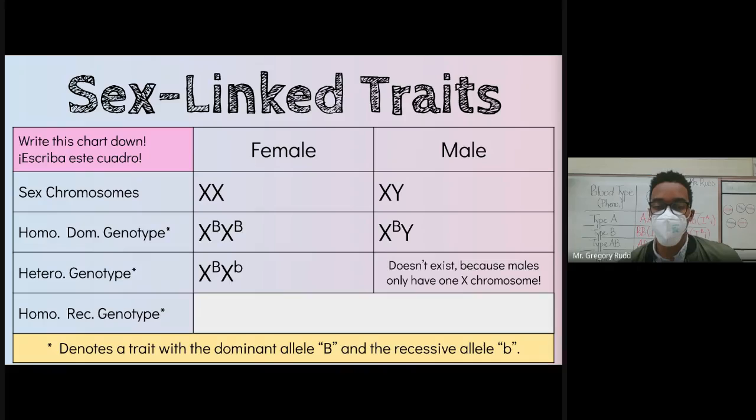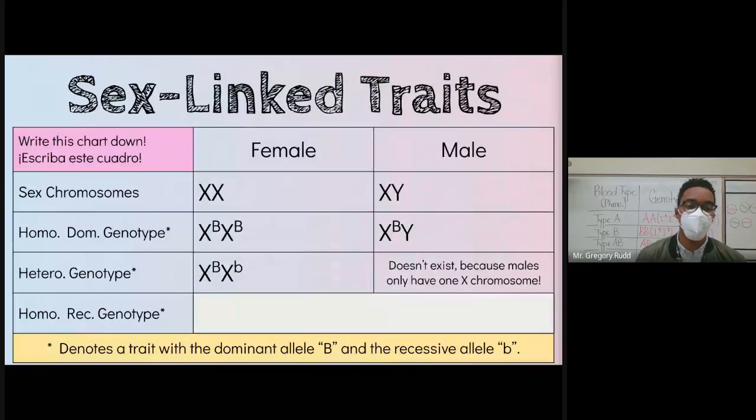Notice that for males, there is no heterozygous genotype. That cannot exist because males only have one X chromosome, singular. So only one X chromosome for males, therefore they cannot be heterozygous. You need to have two to be heterozygous. They have to be two different things.